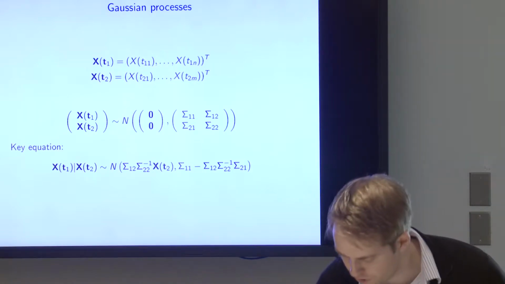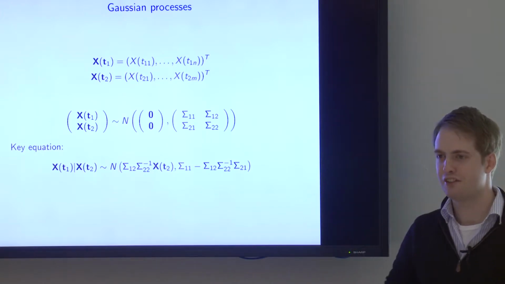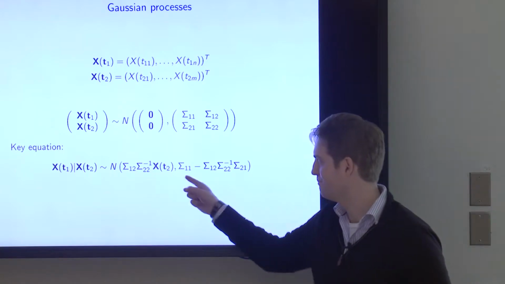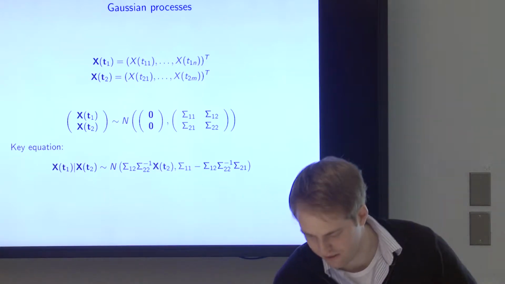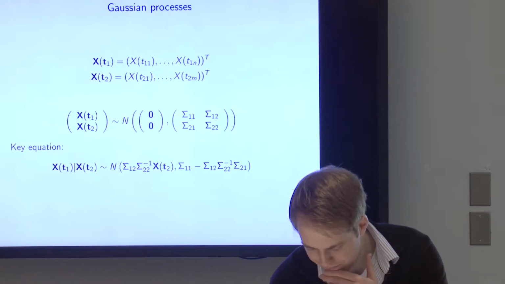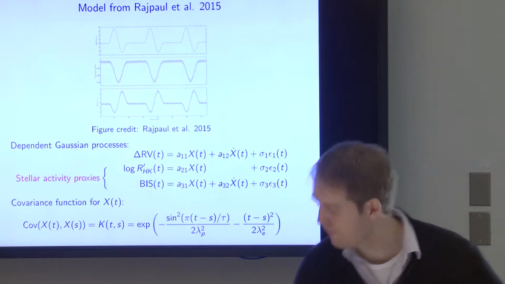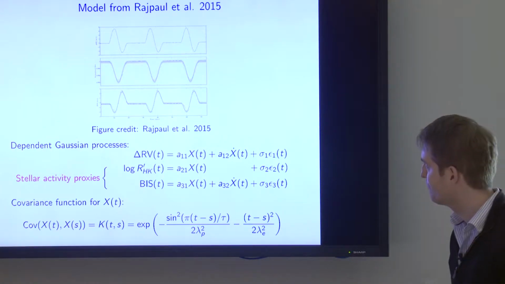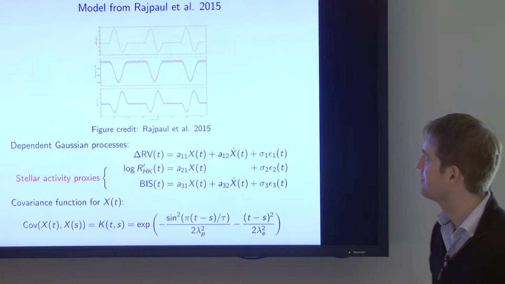And so that's what's going on. When I show some plots, there are going to be some observations and then some red lines, and the red lines are determined using this. So I'm basically just doing a regression, filling in the gaps. Before I get there, I just want to show the details of this Rajpaul et al. model.